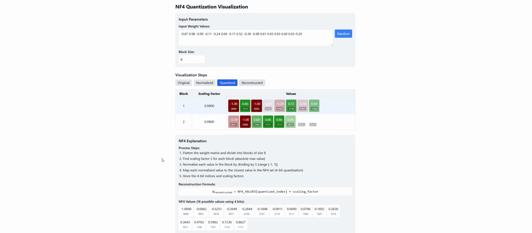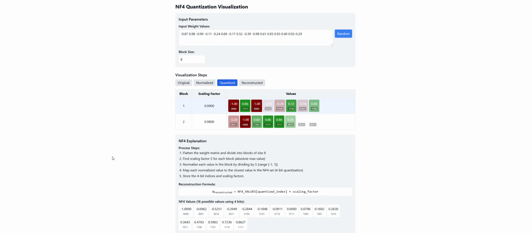Now, you might be wondering, where do these 16 specific quantization levels come from? The QLoRA paper states that these levels are chosen to approximate a normal distribution, also known as a Gaussian distribution. That's why you'll see that the levels are much closer together near 0. This is because, empirically, the weights of a trained neural network tend to cluster around 0, with fewer values further away. By having finer granularity near 0, we minimize the quantization error for the most common weight values.